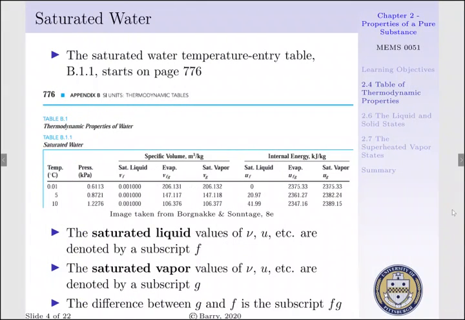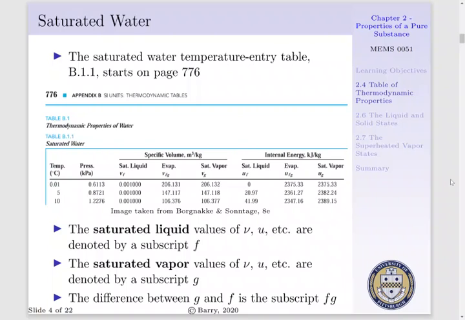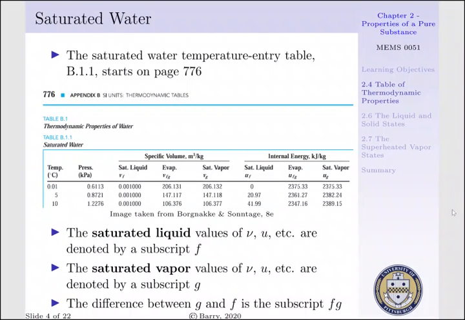Now, our saturated water temperature entry table begins on page 776. Our first column has a temperature entry. This is our temperature of interest. Our second column is our saturation pressure corresponding to that temperature entry. Our third main column is our specific volume, represented in meters cubed per kg. And then we have three columns underneath. The first is that of a saturated liquid, denoted with the subscript f. The third is our saturated vapor, denoted with the subscript g. And our second column is the difference between our saturated vapor and saturated liquid specific volume values.